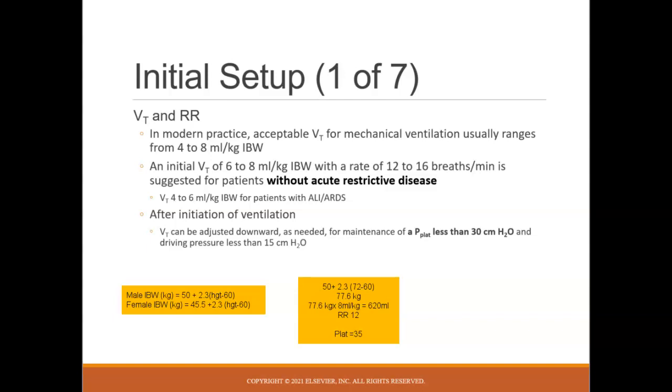So let's say I go, okay, that didn't work. Let's decrease him down and put him on 7 milliliters per kilogram. So 77.6 times 7 gave me 543. So I'm going to decrease his tidal volume to 543.